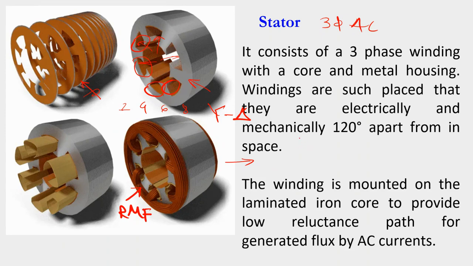This three-phase winding is mechanically and electrically spaced at 120 degrees. The winding is mounted on the laminated iron core to provide a low reluctance path for the flux generated by AC current. So in the stator of an induction motor, there are two components: one is called winding, and the second is core. The winding is made up of material which has low resistance, and the core is made up of magnetic material which has low reluctance.